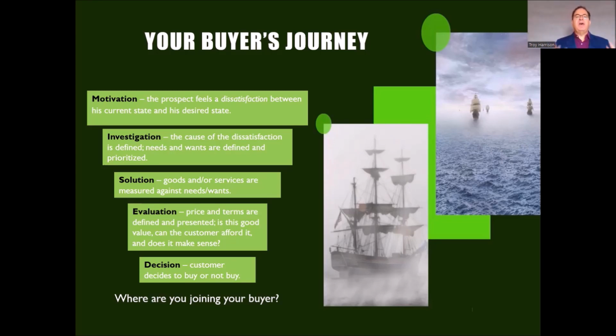The next step is evaluation. Price and terms are defined and presented. How much does it cost? Does it present good value? Can I afford it? Does it make sense for me to do? And then the final step is the decision phase. The customer decides to buy or not buy.